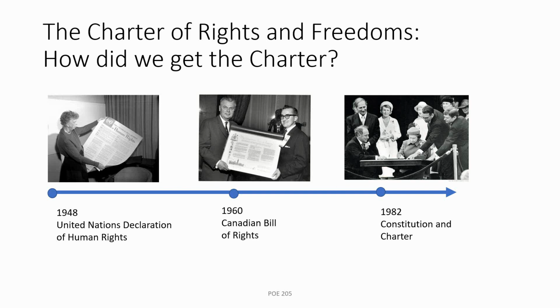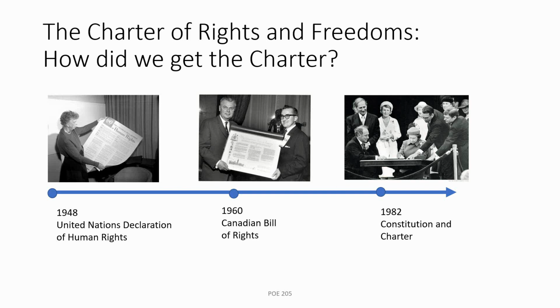So Canada's response to that, and Canada's commitment to human rights, was first through the Canadian Bill of Rights, which was passed in 1960. It was a federal law, which meant that it could get overturned and changed pretty easily. And it was difficult to enforce.